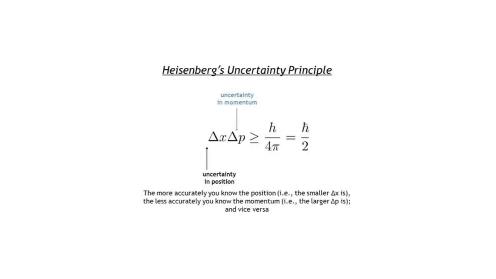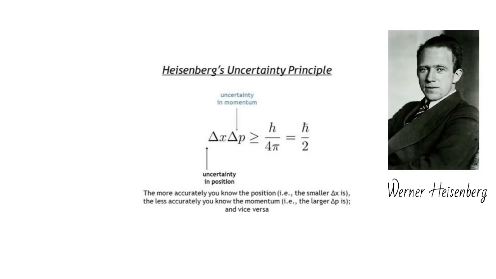The Heisenberg uncertainty principle, also known as the Heisenberg principle or Heisenberg's uncertainty relation, is a fundamental principle in quantum mechanics, which states that it is impossible to simultaneously determine certain properties of a particle with arbitrary precision. This principle was formulated by physicist Werner Heisenberg in 1927.